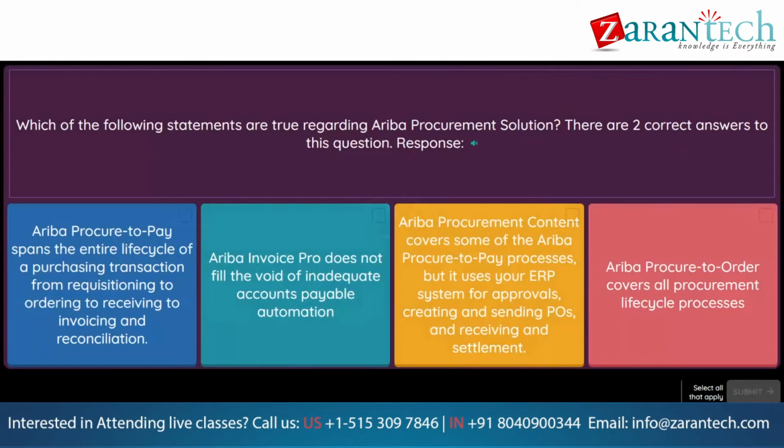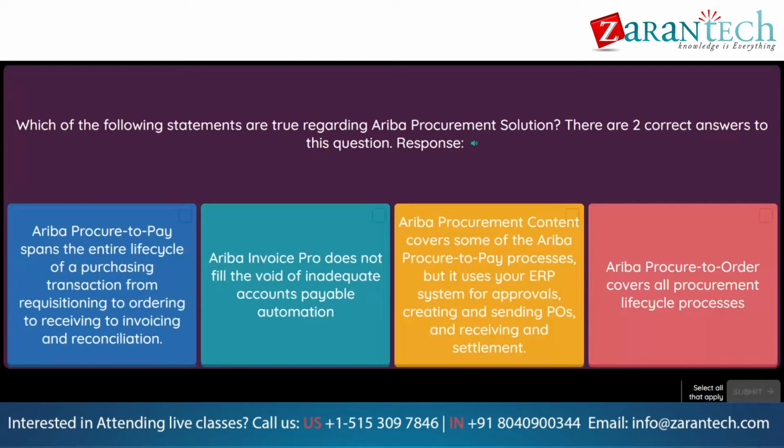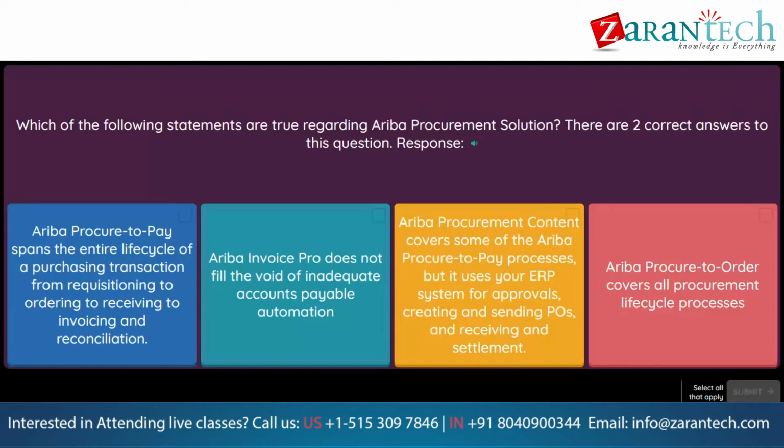Question: Which of the following statements are true regarding Ariba procurement solution? There are two correct answers to this question. Response: Option 1. Ariba Procure to Pay spans the entire life cycle of a purchasing transaction from requisitioning to ordering to receiving to invoicing and reconciliation. Option 2. Ariba Invoice Pro does not fill the void of inadequate accounts payable automation. Option 3. Ariba Procurement content covers some of the Ariba Procure to Pay processes, but it uses your ERP system for approvals, creating and sending POs, and receiving and settlement. Option 4. Ariba Procure to Order covers all procurement life cycle processes.